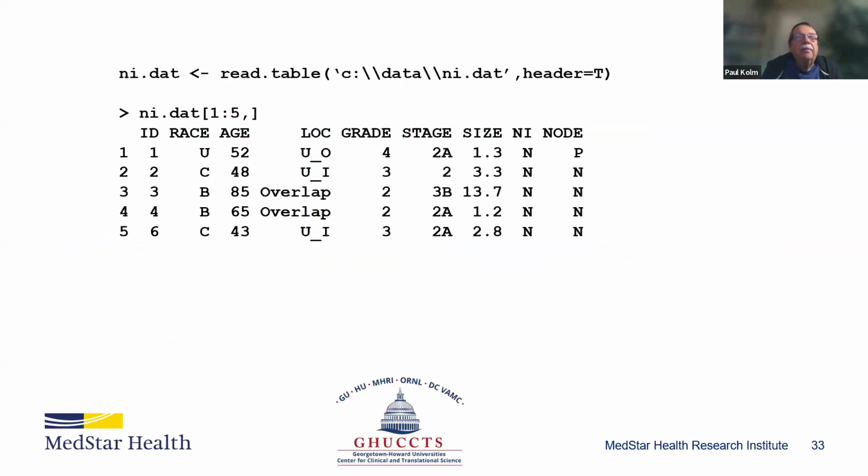So here's what the data set looks like. There's race, age, location. Now I forget what U and O and I stand for. O is overlap, but there's different. I think there were 6 different categories for location. Then we have grade, stage, the size of the tumor, and then the outcome, which would be yes or no. And then we have node status, which is either positive or negative.